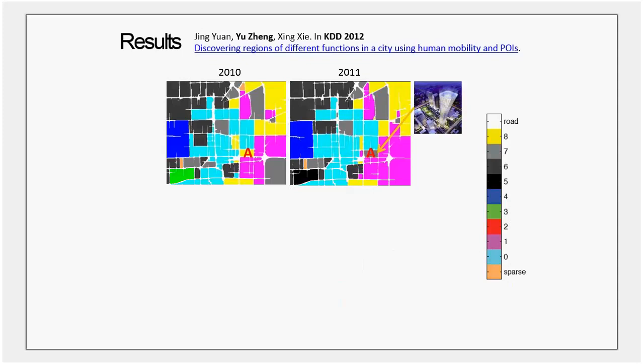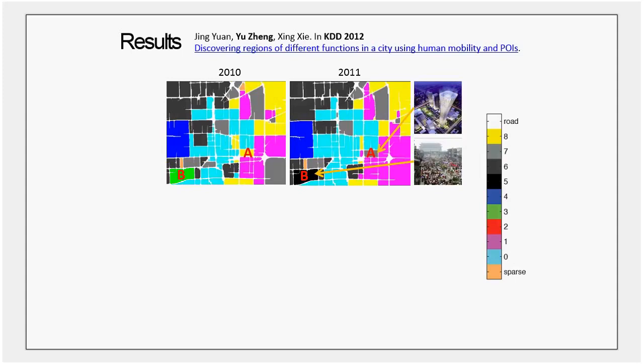Another example is region B, which was recognized as a green area, which means nature and park, but later became a black area, which means commercial area. This is actually the Tiananmen Street. Around the Olympic Games, this street was rebuilt with hundreds of shops and stores located here. Now it's truly a commercial area.